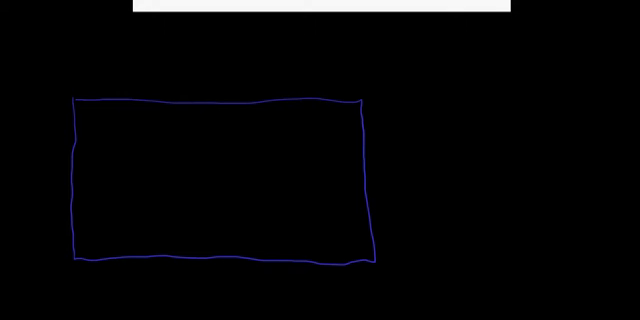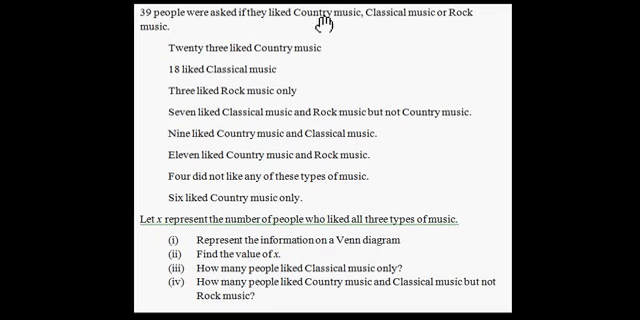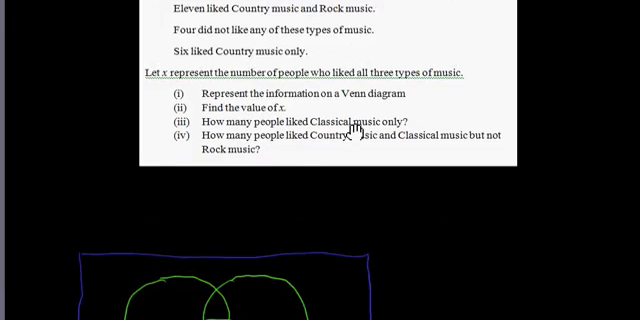So we're going to draw a rectangle. Then we're going to draw our 3 circles. 1, 2, and 3. So the 3 circles overlap here. Now the 3 types of music we're talking about here will be, let's see, what are they? Country music, classical music, and rock music.